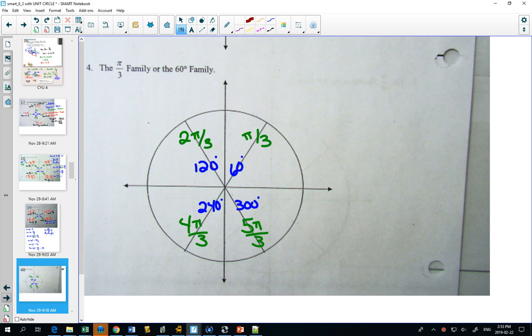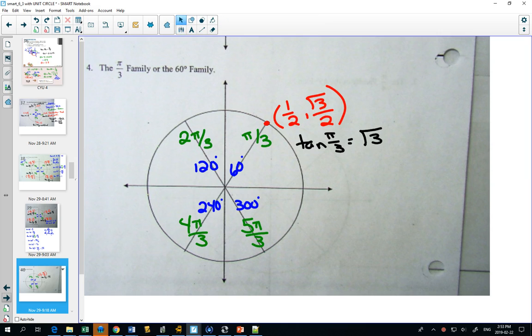How did you do? I'll also give you the coordinates in red, as well as tan. And give you 20 seconds to finish the coordinates and all the tan values.